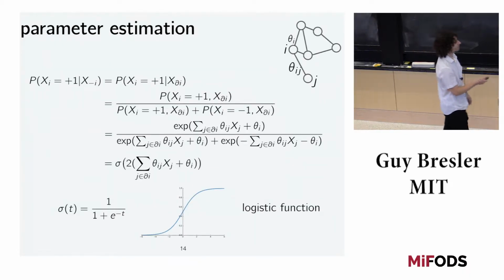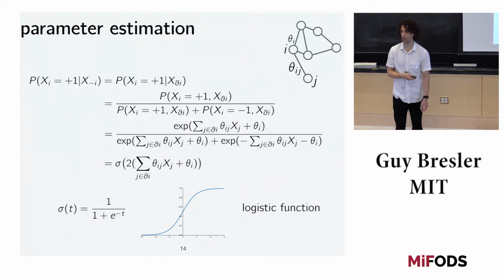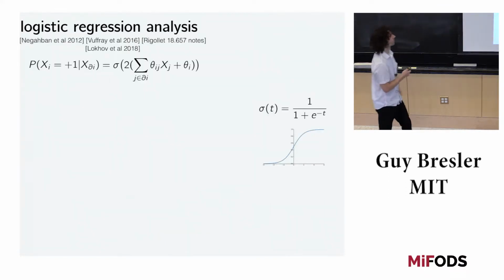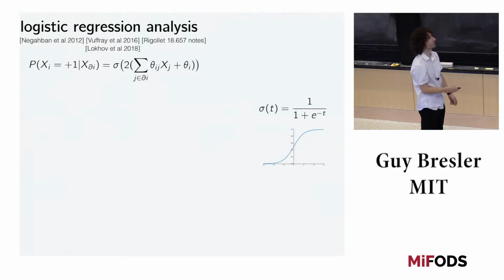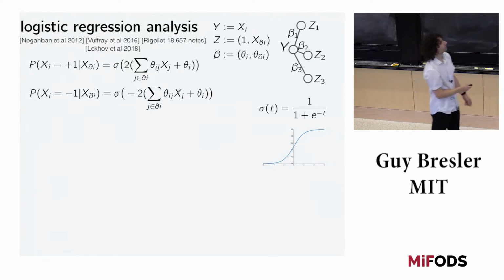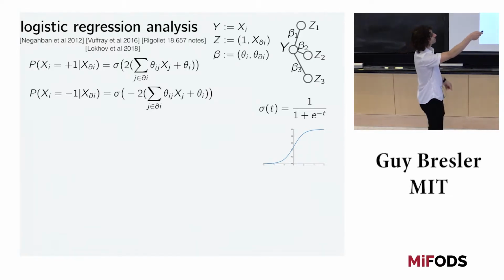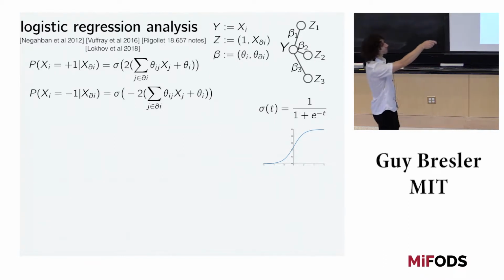Okay, so why is this useful, or how can this be useful for estimating the parameters? Well, if you want to estimate the parameters adjacent to node I, the ones that are involved in this conditional distribution, well, let me change notation on you a little bit just to reduce the presence of subscripts.